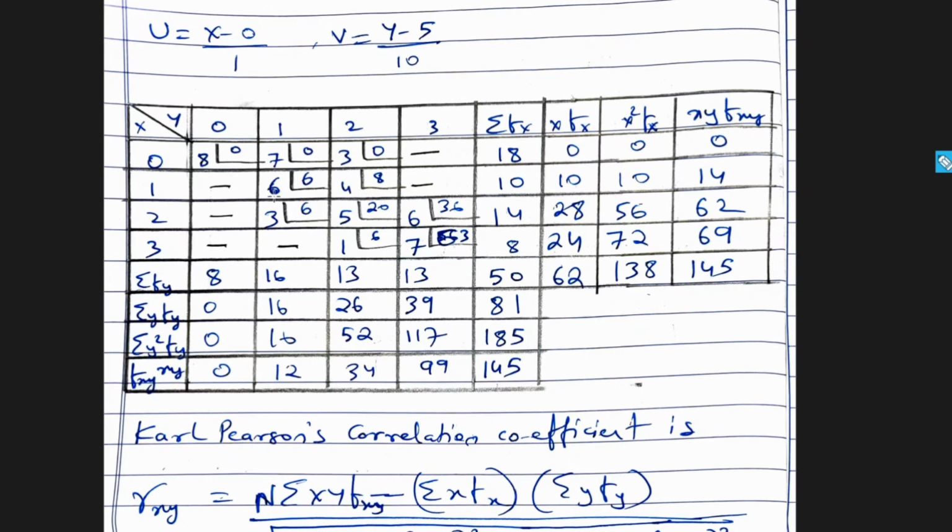So 1 into 1 is 1, 1 into 6 is 6. So the total product here is 6. Next, 1 into 2 is 2, 2 into 4 is 8. So 8 is written here. And 6 plus 8 is 14.